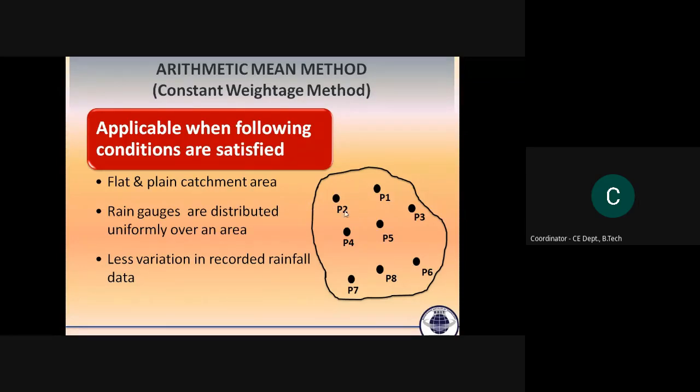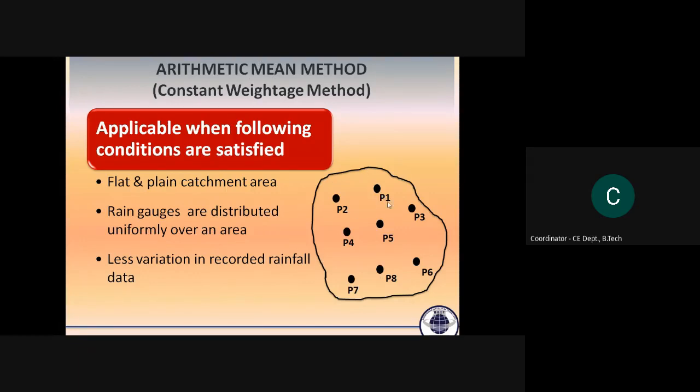Before doing that, we have to satisfy some conditions. What are those conditions? The condition is that this catchment area should be flat and plain. The second condition is that the rain gauge stations must be distributed uniformly. It should not be like this one is here, whereas the second one is somewhere here, and the third one somewhere here. These are not uniformly distributed. In that case, we can't use this arithmetic mean method.